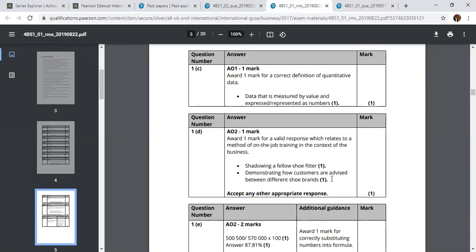So induction, on-the-job training methods: shadowing, or we call it watching and copying another worker, or fellow shoe fitter. Demonstrating how to advise customers between different shoe brands. These are the things that you have to write for the 1 mark keyword, right?